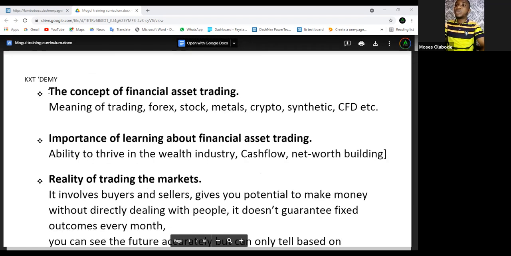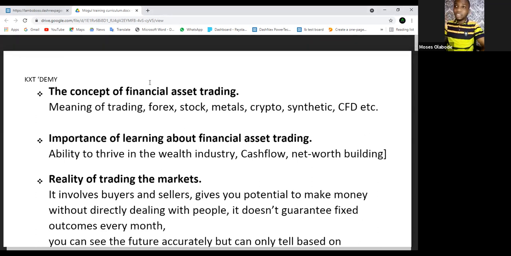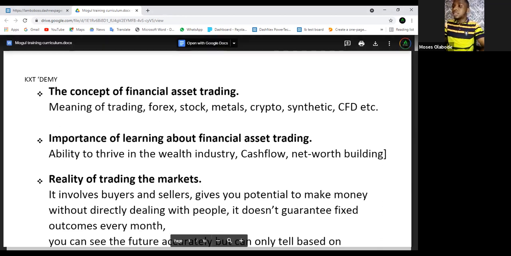So most people don't understand the concept of financial asset trading. They hear about Forex. What's the meaning of Forex? What's the meaning of stock? What's the meaning of metals, crypto, synthetic currency, CFD, whatever it is? So the thing is, all of them have something in common, and that is what's called candlesticks. They have price in common. They all have candlestick charts.